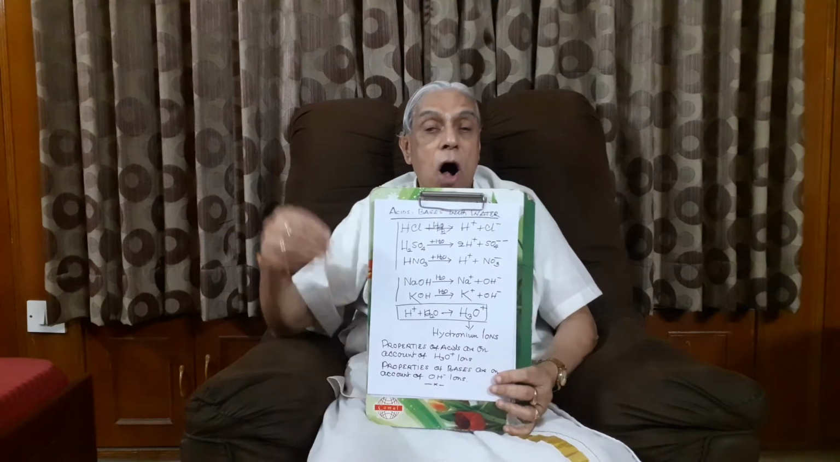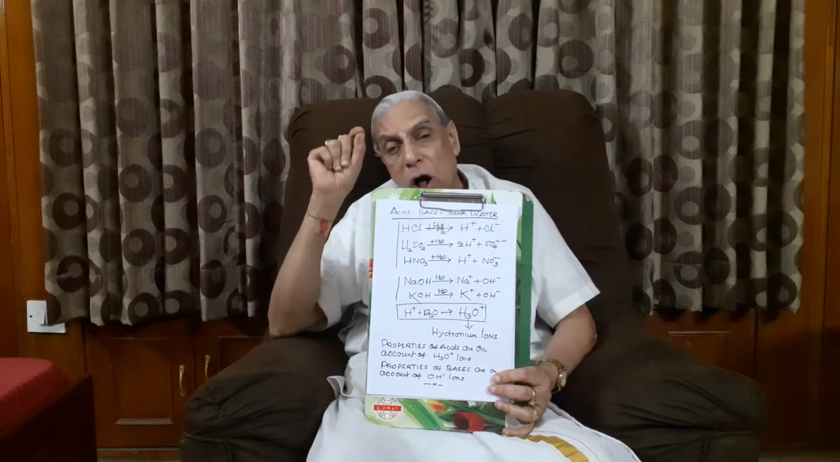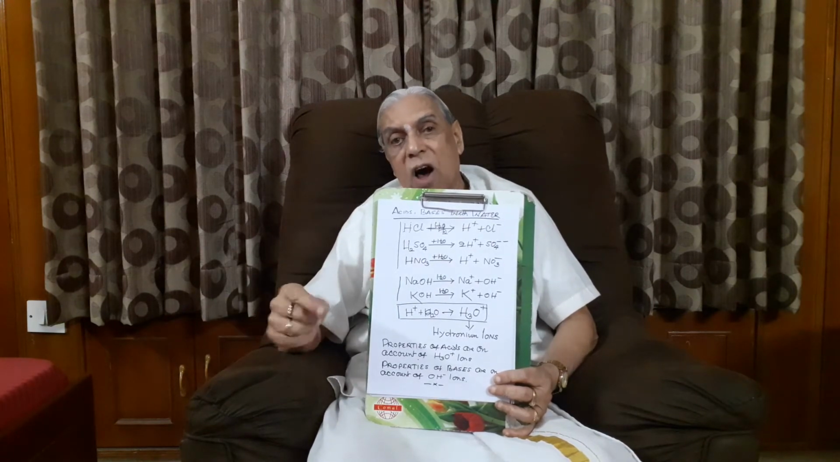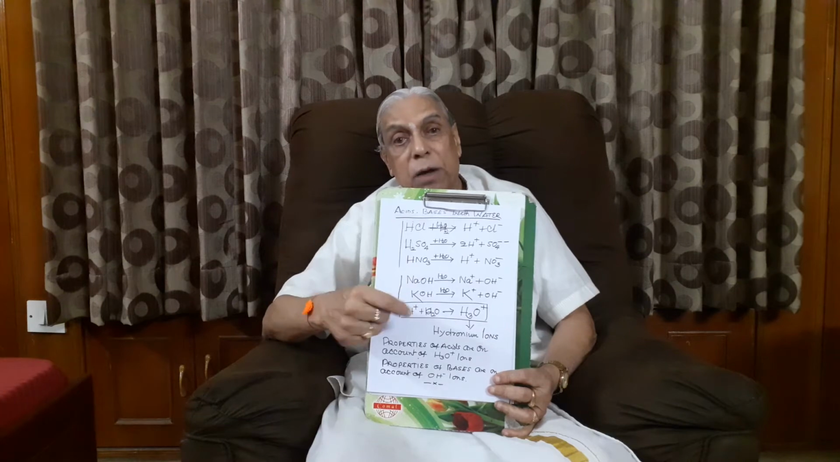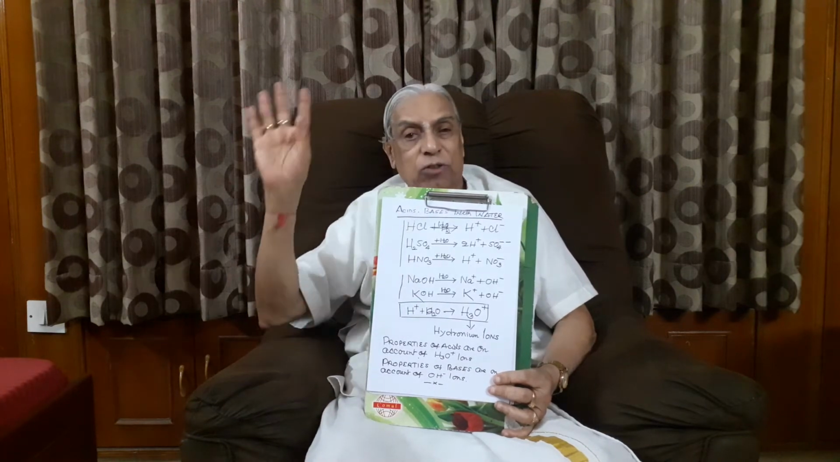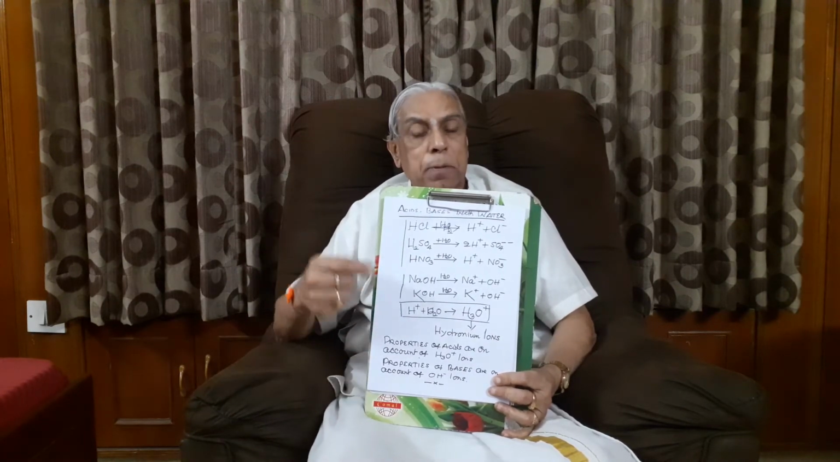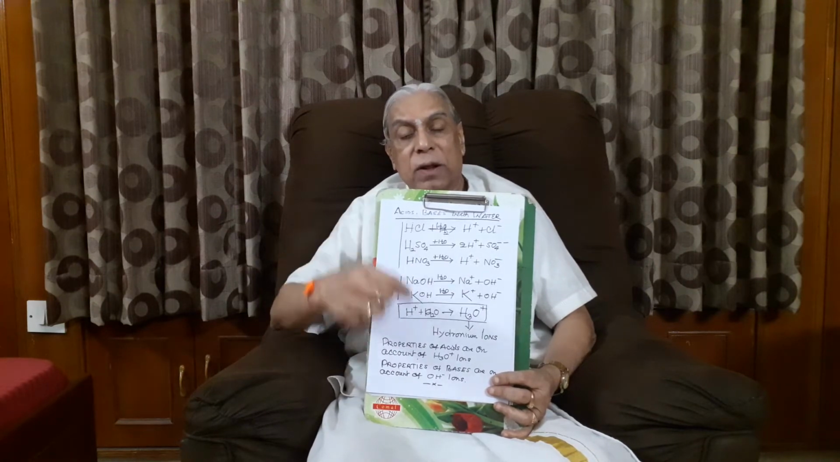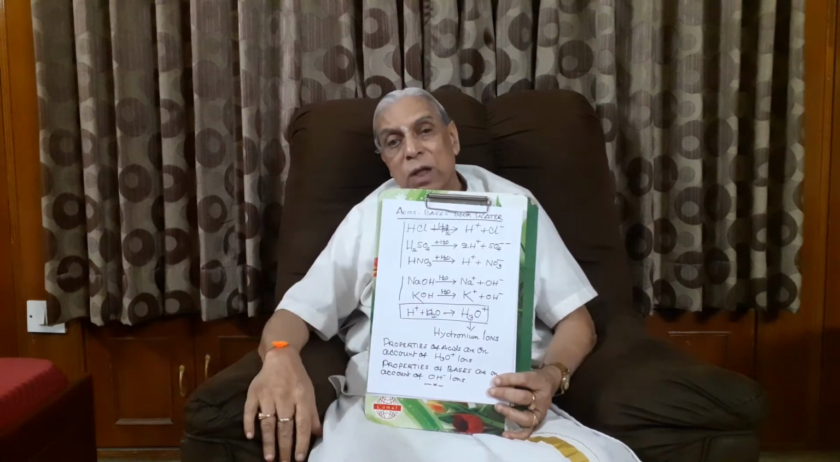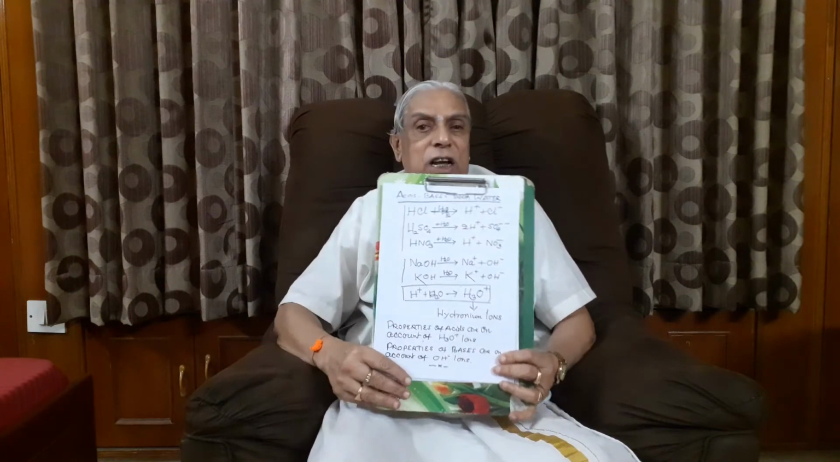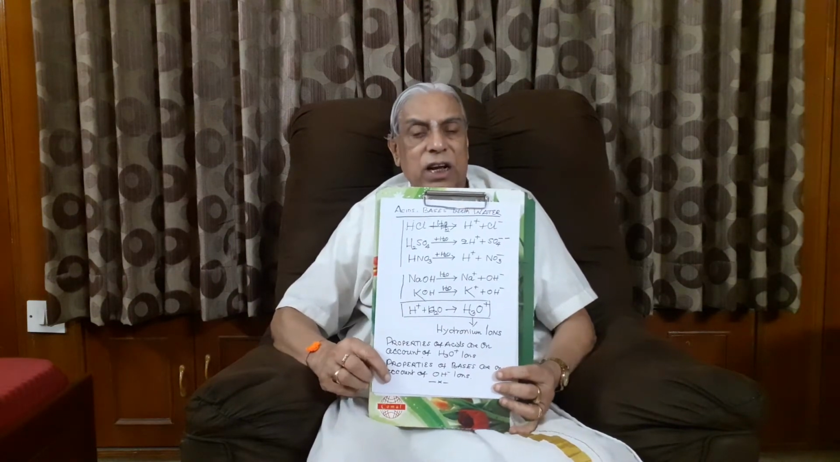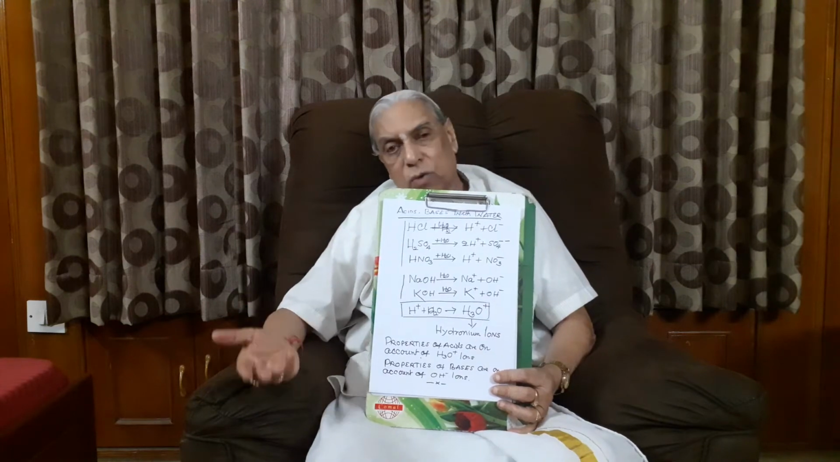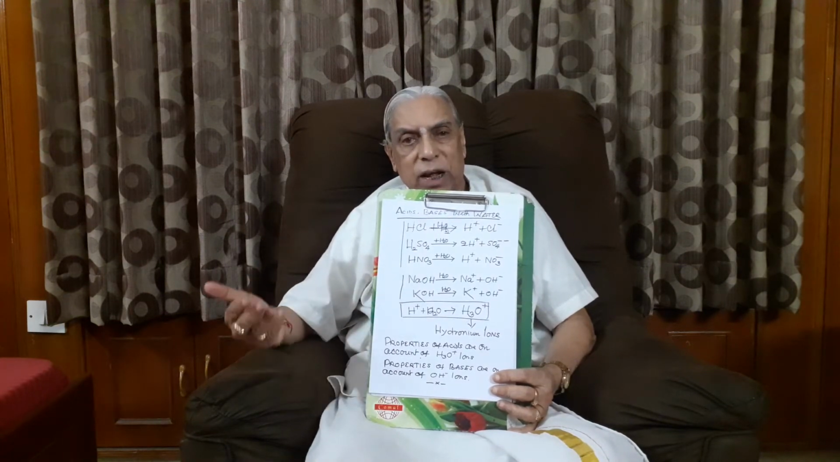So, all the properties of the acids are on account of hydronium ions. You can as well say H plus ions, but all the properties of the acids are on account of the hydronium ions present in the solution. Similarly, when I take up bases, here I have taken two common bases. One is sodium hydroxide, another is potassium hydroxide. Let us see what happens.